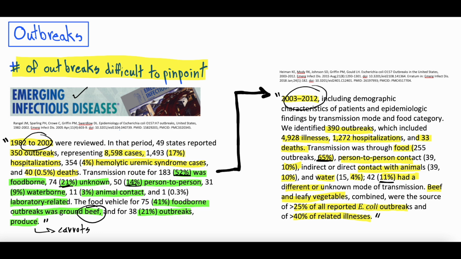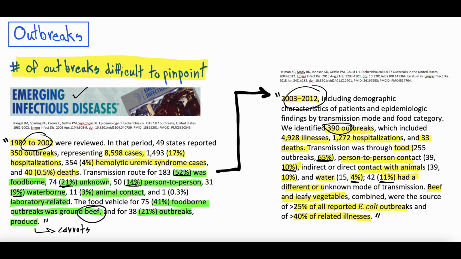14% were person to person, 10% here, so maybe a little better hygienic practices, decreasing the person to person ability. 9% were waterborne here. And in this cohort, 4% were waterborne. So again, decrease in waterborne, decrease in person-to-person, decrease in animal contact, all to suggest that we're getting a little better at controlling this, but still having a lot of outbreaks.